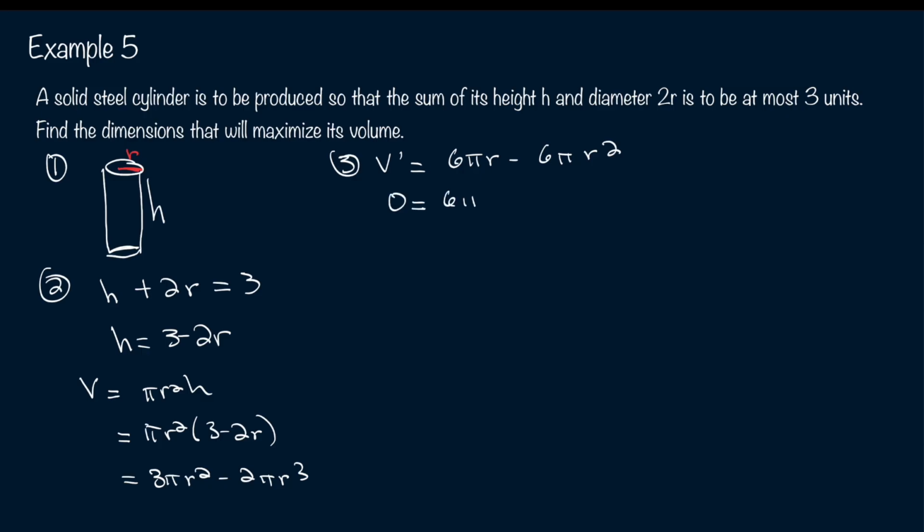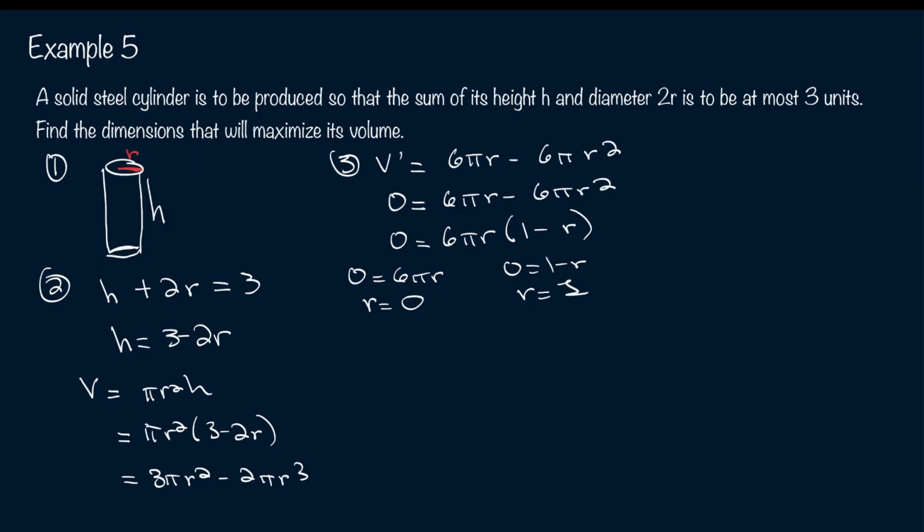Set it equal to 0, and then we can go ahead and solve for our r value. So we get 0 equal to 6 pi r times (1 minus r). So we get 0 equal to 6 pi r, therefore r would equal 0. And we get 0 equal to 1 minus r, where r equals 1. So we actually have two values that are possible, which we'll go into which one is which in a minute.